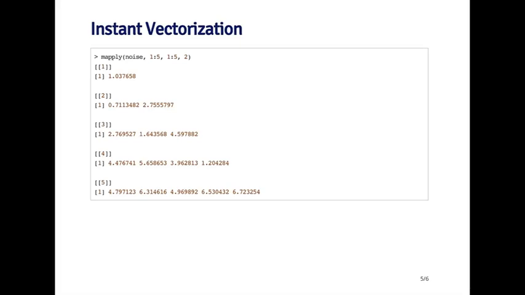I give it 3 sets of arguments: 1 through 5, 1 through 5, and then 2. I'm always fixing the standard deviation to be 2, but I'm changing the n and the mean. So now I've got one random variable with mean 1, 2 with mean 2, 3 with mean 3, 4 with mean 4, and 5 with mean 5. That's how I can instantly vectorize a function that doesn't allow for vector arguments.